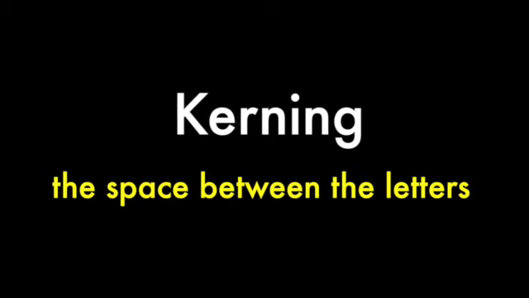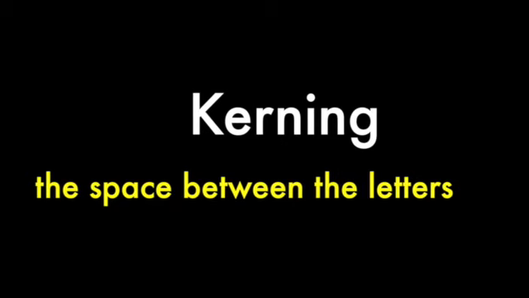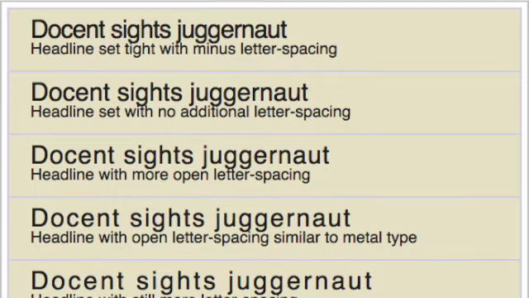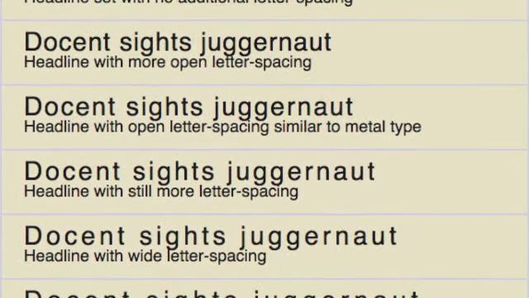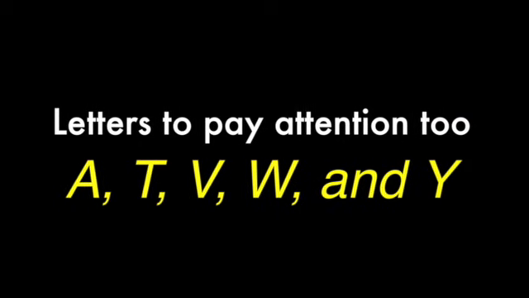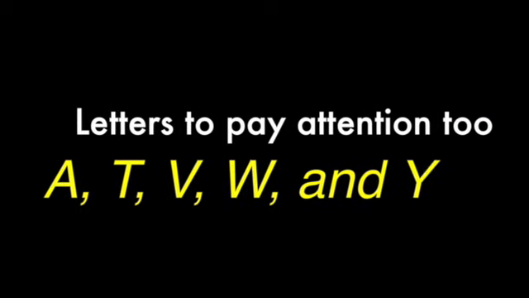Taking a look at kerning, which is the space between the letters, you can see that the A and V need to be placed a little bit closer because of the angle. With tracking, we're talking about the consistent space between the letters, and you can see here in the text that it's spread out. The letters to pay attention to are A, T, V, W, and Y.